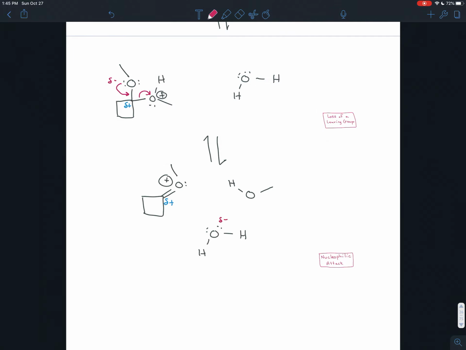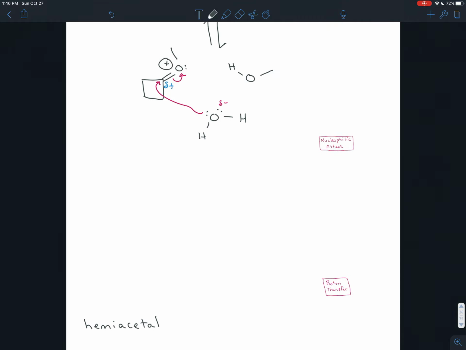And the slightly negative oxygen on water acts as a nucleophile and attacks the carbonyl carbon. That breaks the pi bond. The electrons go to the oxygen to help stabilize its positive charge. And that gives us this molecule here. The oxygen now is just bonded once. It has 2 lone pairs, so it's neutral. And we have a water molecule sticking to that carbon. Now the oxygen in the water molecule has a positive charge because it has 3 bonds.